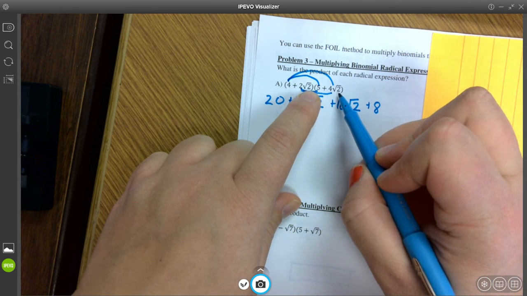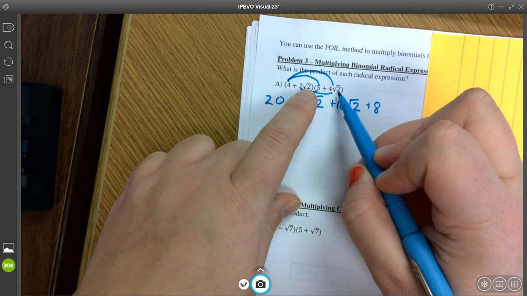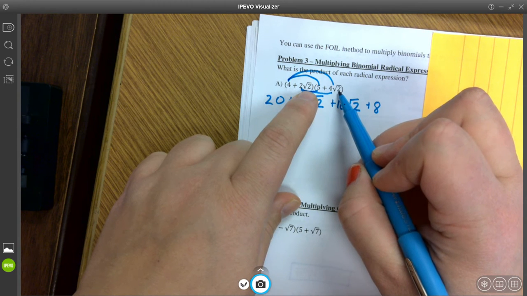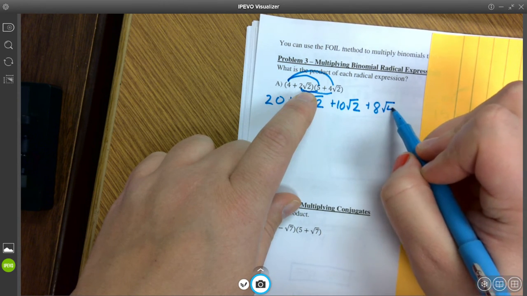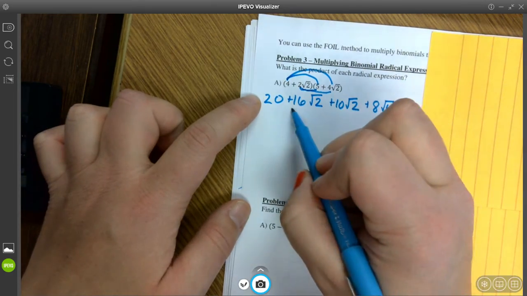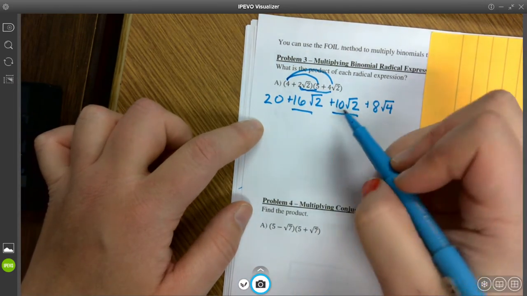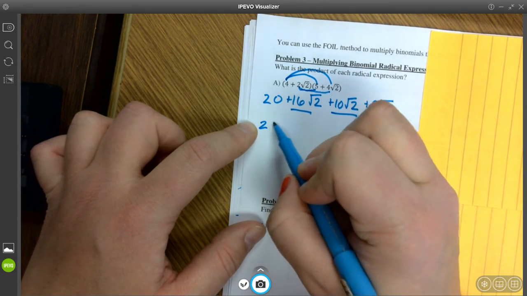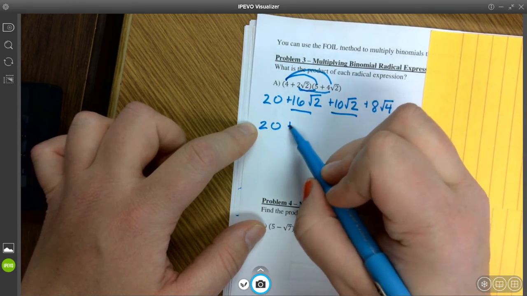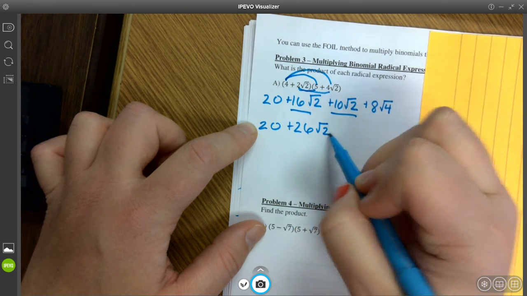And then I would have to multiply my 2 radicals together, because both of these radicals get multiplied together. So square root 2 times square root 2 is the square root of 4. I can combine both of those. Those both have square root 2. They're the exact same root, same index. So I have 20 plus 10, which gives me 26 square root 2.